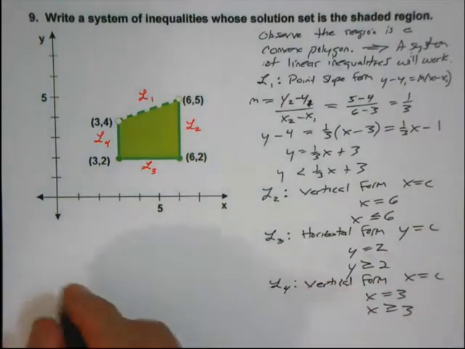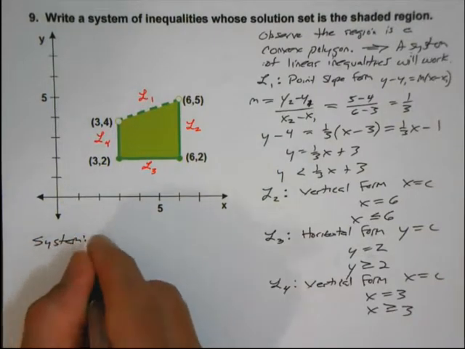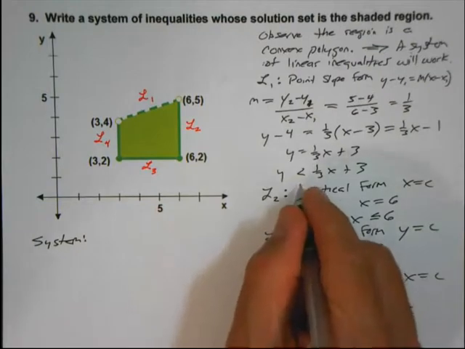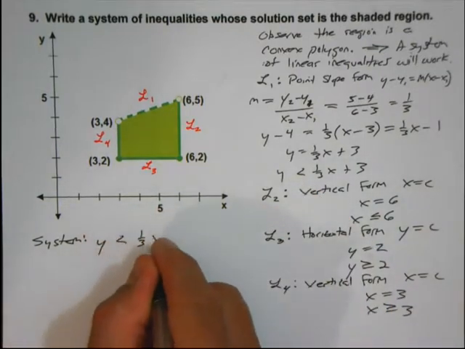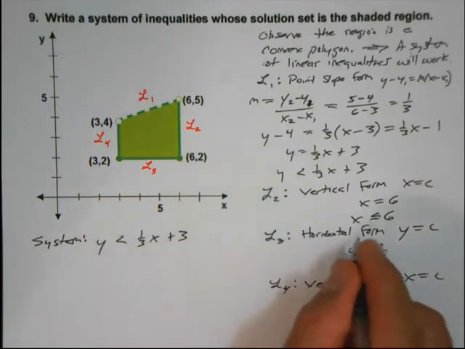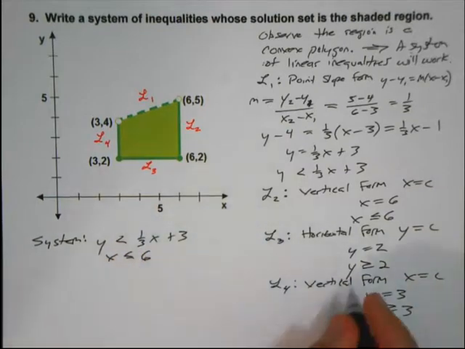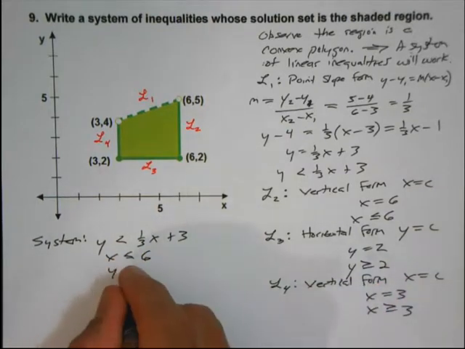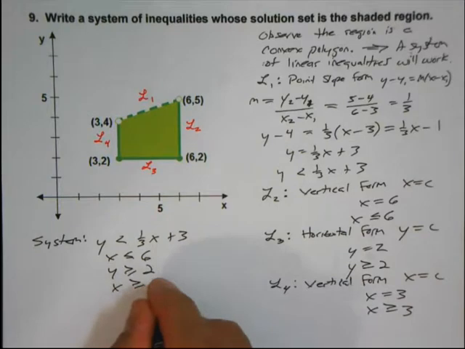Okay, so let's summarize here. The system could be this. L1: y less than 1/3 x plus 3. L2: x less than or equal to 6. L3: y greater than or equal to 2. And L4: x greater than or equal to 3.